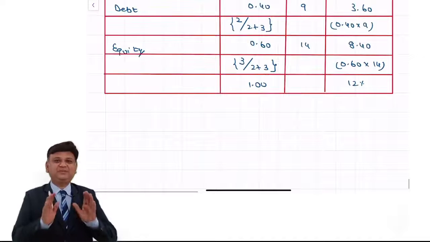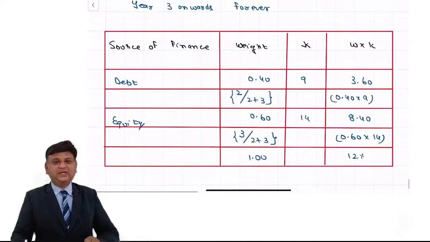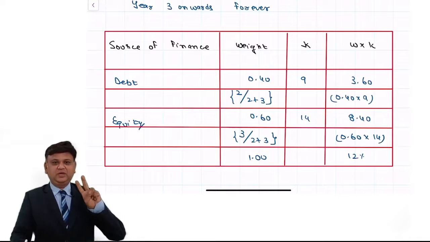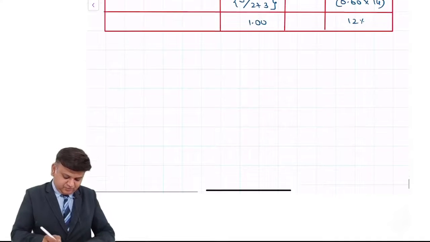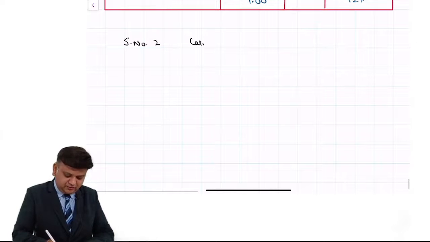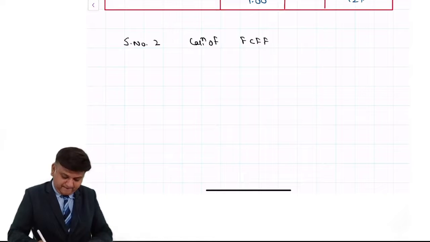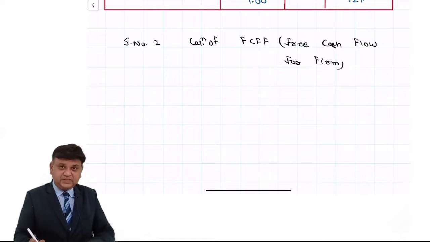Next, this is step number 1, in which we have made the calculation of the weighted average cost of capital. For that, the cost of individual source of finance is found, multiplying with the respective weight. That is the way the weighted average cost of capital is calculated. Now step number 2, write an answer along with me. Calculation of free cash flow for firm. This is step number 2.